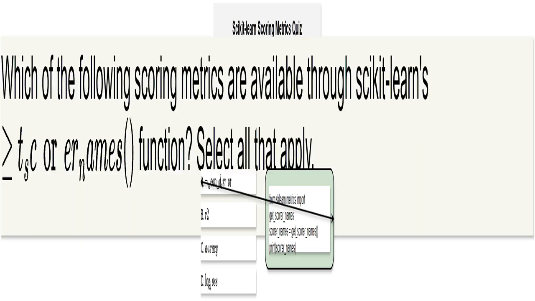The question asks me to choose which metrics are accessible using the _get_scorer_names function in Sklearn. I'll need to know what this function does, and I'll be selecting my answers from a list of options provided below.